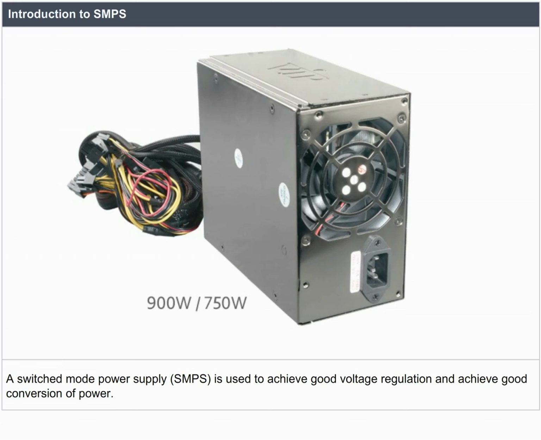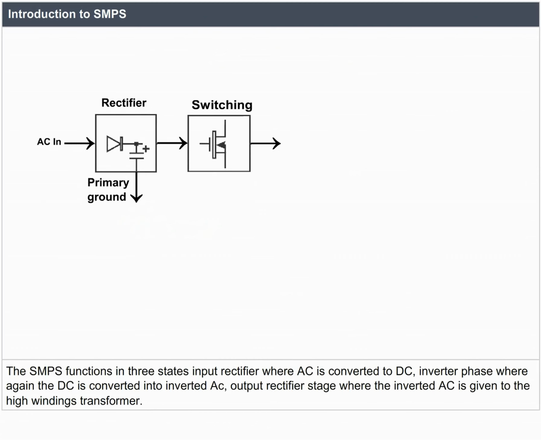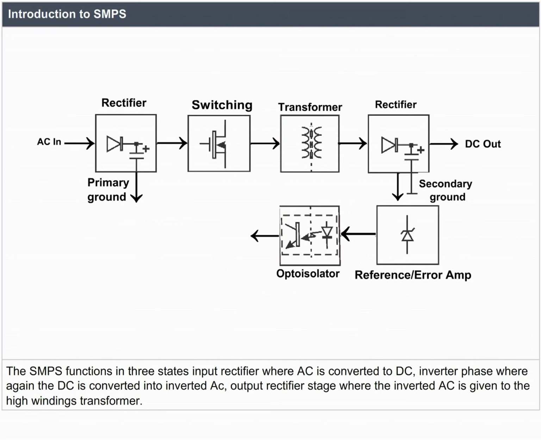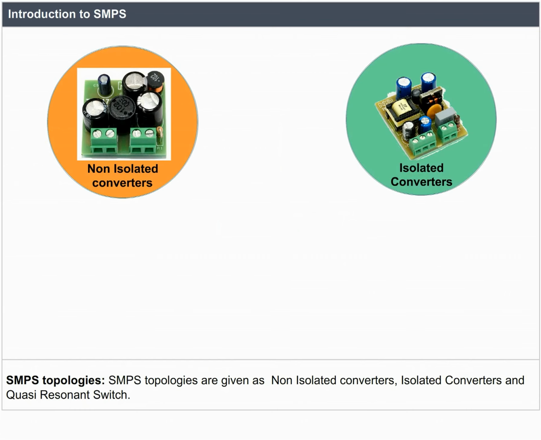Introduction to ECPC. A switched mode power supply ECPC is used to achieve good voltage regulation and achieve good conversion of power. The ECPC functions in three states: input rectifier, where AC is converted to DC, inverter phase, where again the DC is converted into inverted AC, output rectifier stage, where the inverted AC is given to the high windings transformer. ECPC topologies. ECPC topologies are given as non-isolated converters, isolated converters, and quasi-resonant switch.